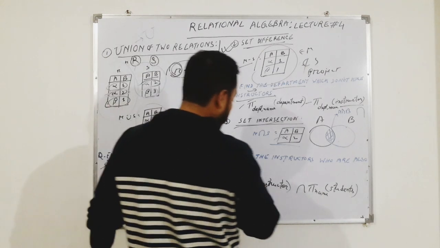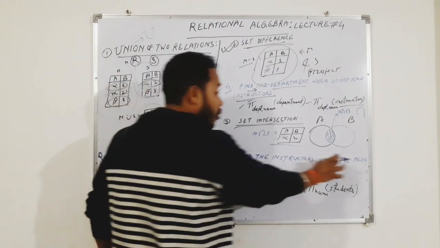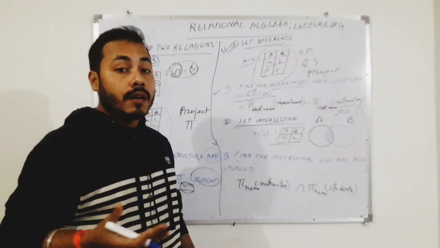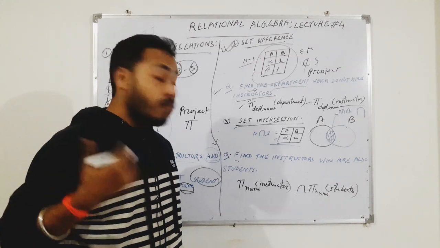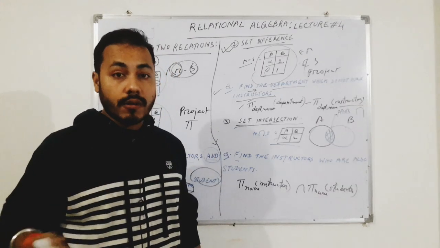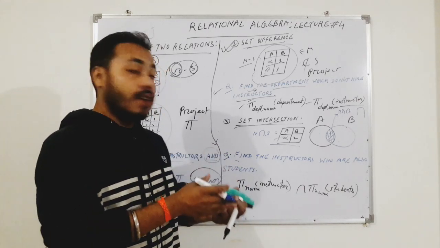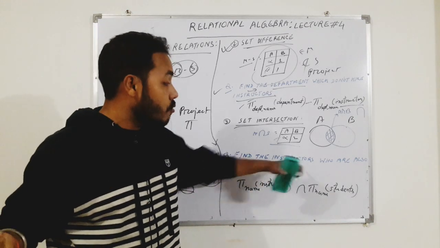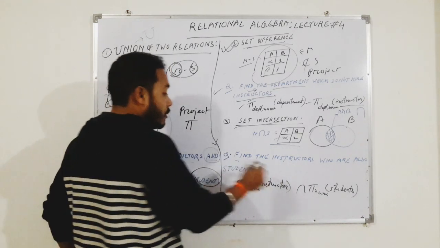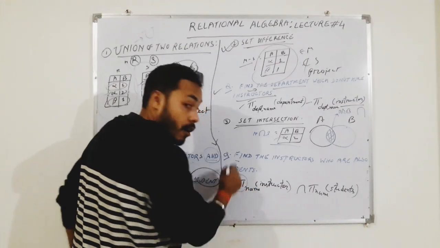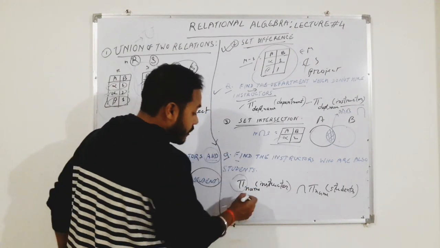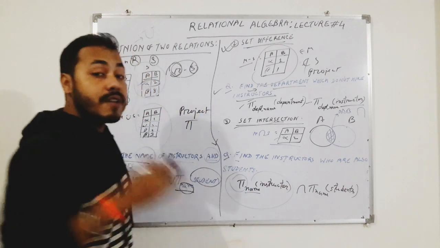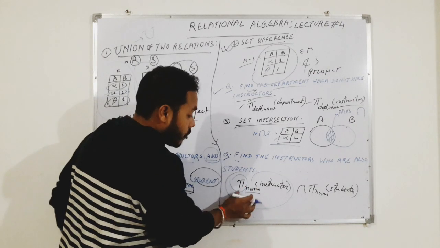So the next practical example is: find the instructors who are also students. Meaning you need to find out those instructors who are also studying some course in some university. You frequently see that some students are also instructors in some different colleges. So we need to find out the instructors who are also students. Again we are concentrating on the project operator because the attribute is concerned here. This is the name. So I want to first retrieve the names of the instructors.